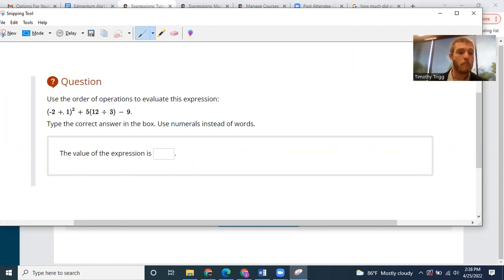So first, -2 plus 1. That gives us -1. I'm going to continue to put it in parentheses because it has a squared here, this exponent. Plus 5 times the parentheses: 12 divided by 3 is 4. And then -9. Okay, what do we do next? Exponents. So that's -1 squared. What does that mean? That means -1 times itself, -1 times -1, which is +1. Then we do the multiplying. So 5 times 4, I'll put plus 20.